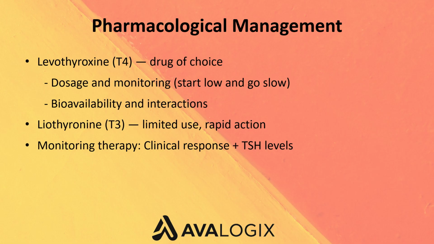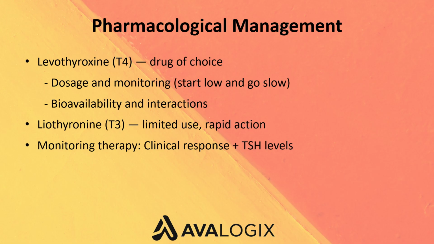Levothyroxine, synthetic thyroxine, T4, is the first-line and most widely used treatment for hypothyroidism. Its oral bioavailability and long half-life allow once-daily dosing, maintaining stable hormone levels. In adults, starting doses typically range from 1.6 micrograms per kilogram per day, but are lower in elderly patients or those with cardiac disease to avoid precipitating angina or arrhythmias.